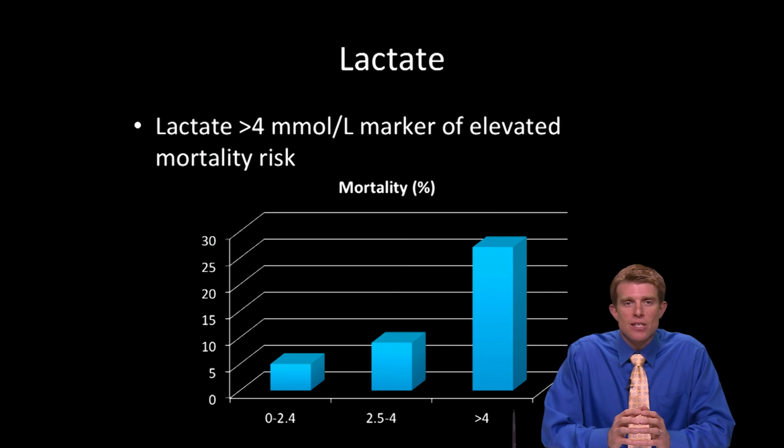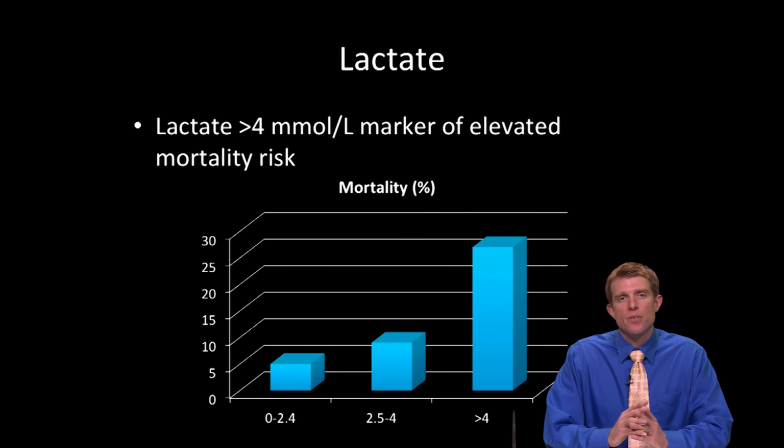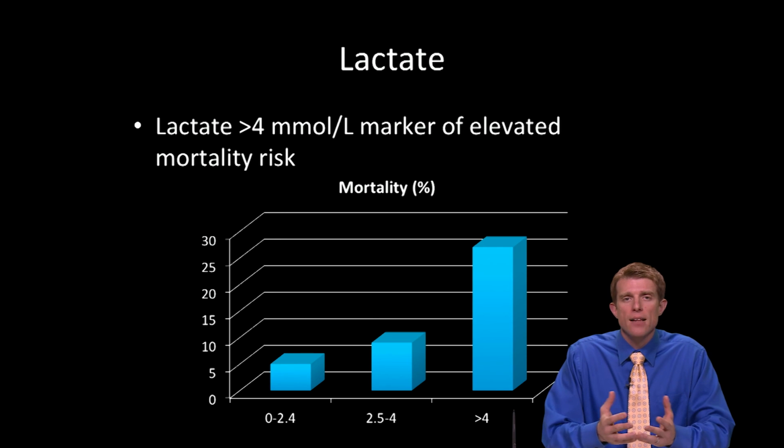So in this slide, you can see that if the patient's lactate was in that 0 to 2.4 range, which is pretty normal, the mortality rate was less than 5% or around 5% when being admitted to the hospital with sepsis. If the lactate was in that 2.5 to 4 range, the mortality rate rose significantly. It was kind of in that 5 to 10% range when being admitted to the hospital. Now, in the patients who had sepsis and their lactate was greater than 4, their mortality rate was dramatically elevated in that 25 to 30% range. This is equivalent to patients being admitted with septic shock.